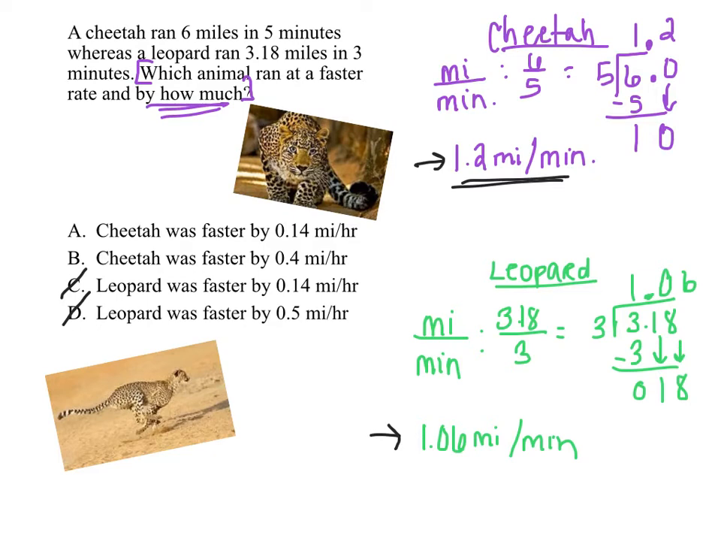Again, to do this, I subtract. So I have 1.2 minus 1.06. Add that 0 to make it the same length. I can borrow from the 2. This becomes a 10. 10 minus 6 is 4. 1 minus 0 is 0. Or 1 minus 0 is 1. So our answer is the cheetah can run faster by 0.14 miles every single minute.